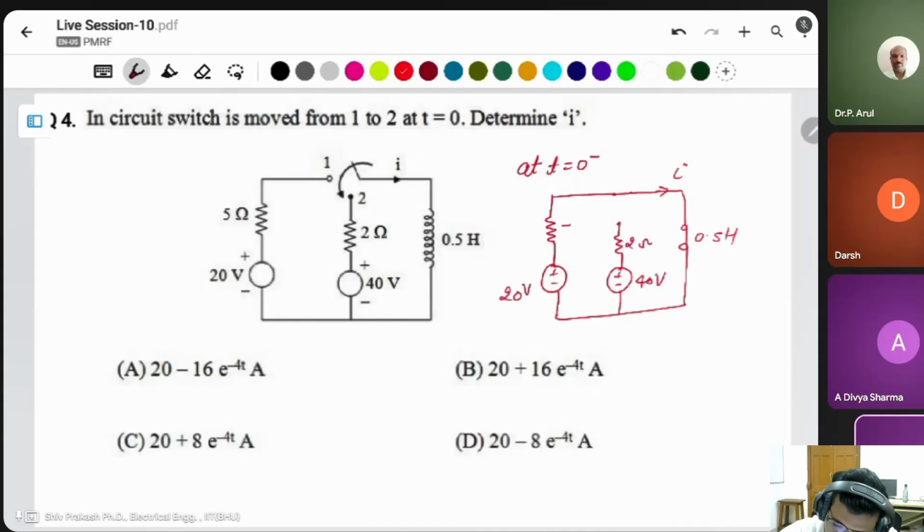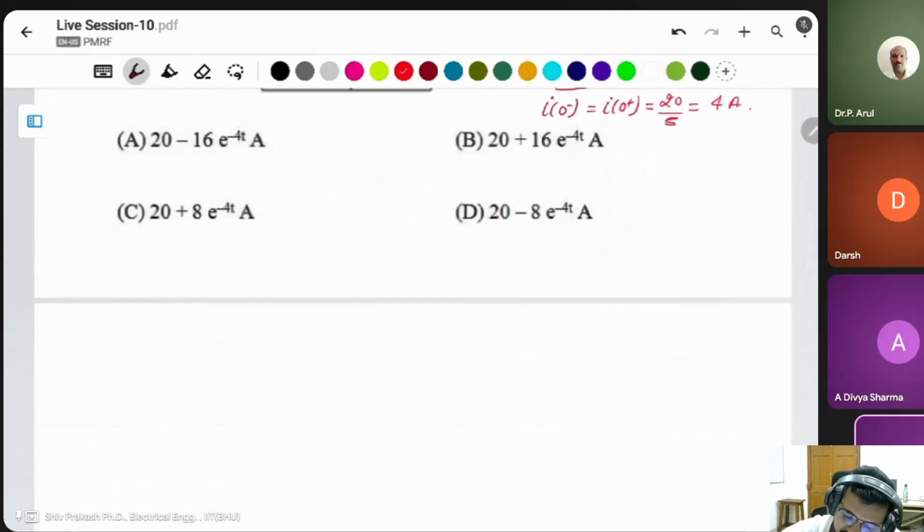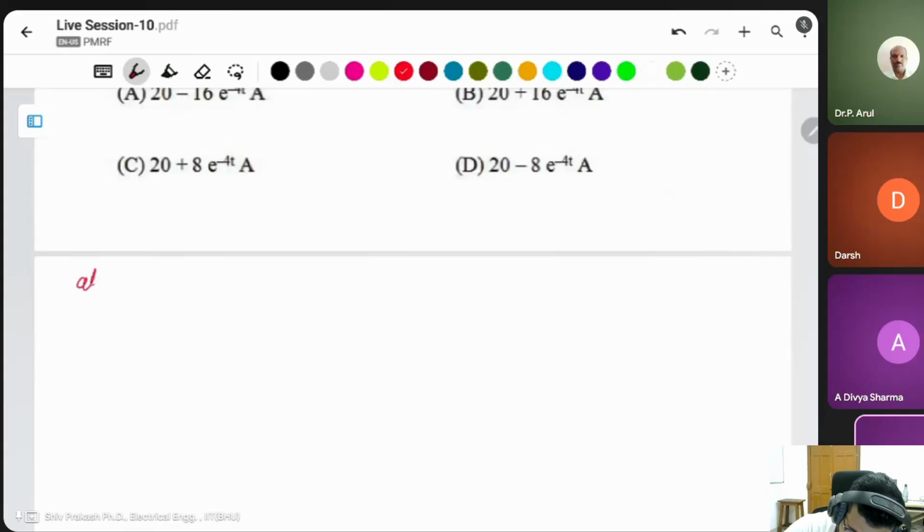It's 2 ohm, this is 5 ohm. In this case, what is the I? 0 minus is the same as 0 plus. There is only a 5 ohm resistor connected in this loop. Then voltage divided by resistor is equal to current, it will be 4 ampere. Okay. Then what is the final current? The circuit at t is equal to infinity.